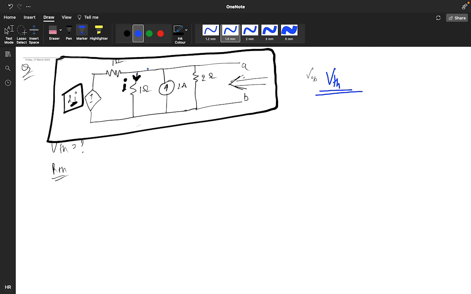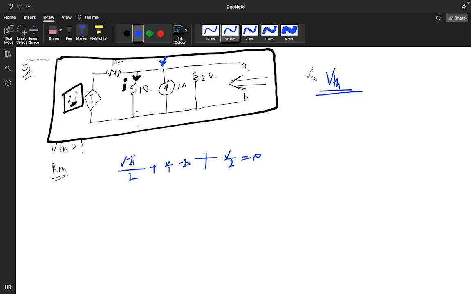So if you want to calculate the VTH value, how will you do it? I am taking this node voltage as V. So by applying nodal analysis, what will I get? (V minus 2I) divided by 1, plus V by 1, minus 2 ampere current, plus V divided by 2 is equal to 0.